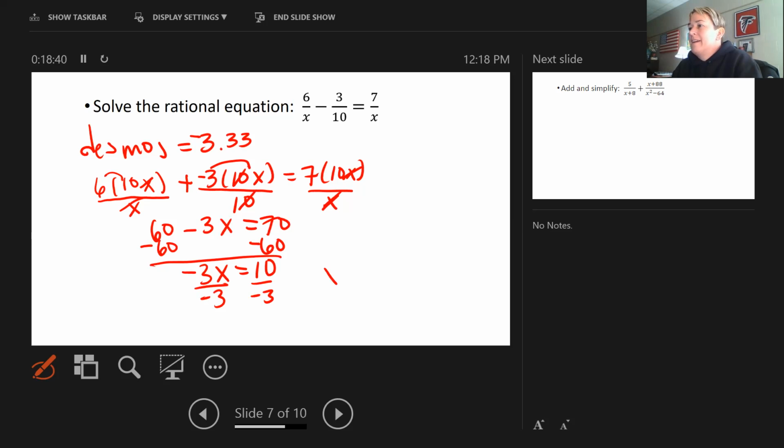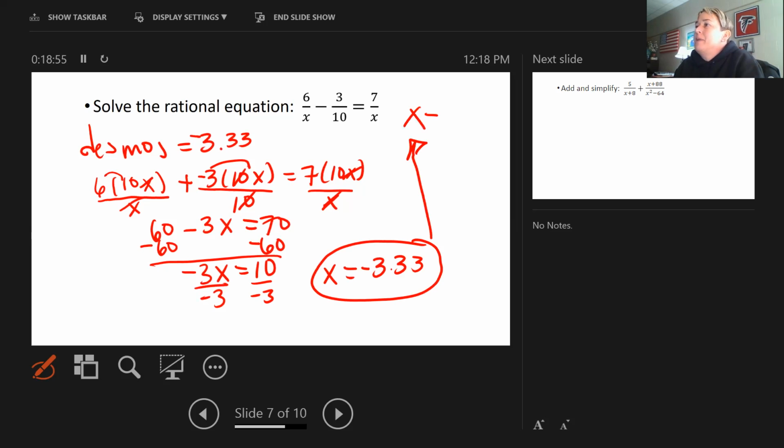And look at that, who's a happy camper? Miss Kelly, because I got the same answer that I got on Desmos. Whoop, whoop. And then again, I check. The only thing x can't be is 0 because it's just x in the denominator. So we're good. Negative 3.33 is my answer. Y'all are awesome. Or maybe we should say Desmos is awesome.